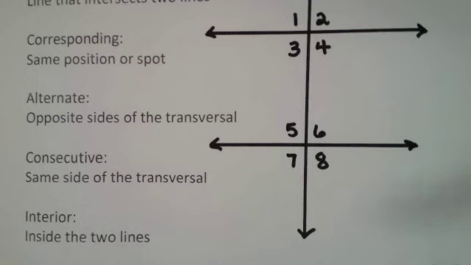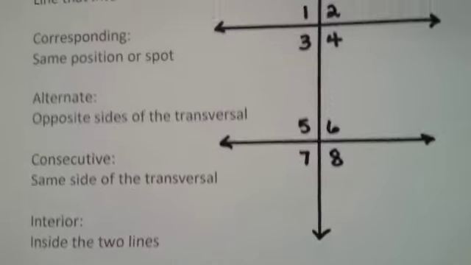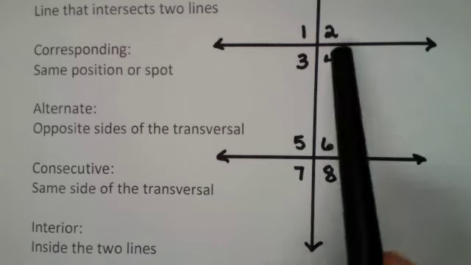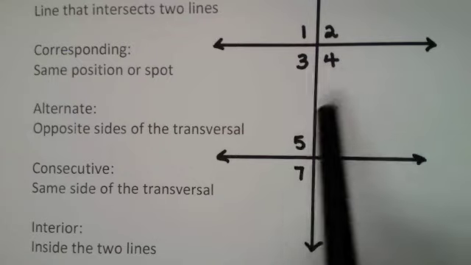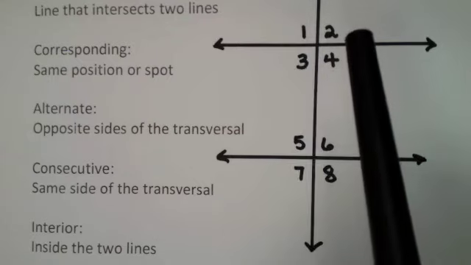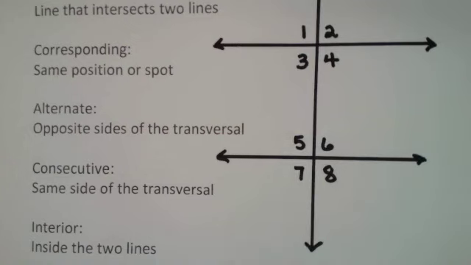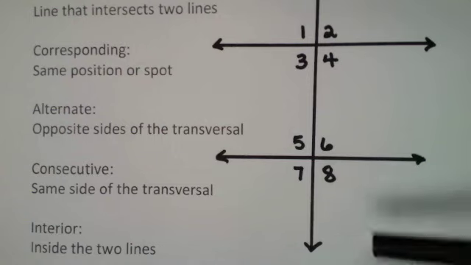Then we have the words interior and exterior. Interior and exterior means exactly what you think it would mean. The interior means inside the two lines. Exterior means outside the two lines. So let's look at the picture again. I have angles inside these two lines. That would be 3, 4, 5, and 6. I have angles on the outside: 1, 2, 7, and 8. So interior is inside. Exterior is outside.